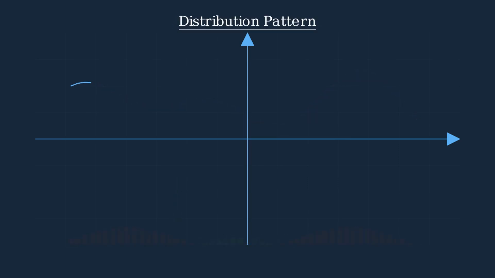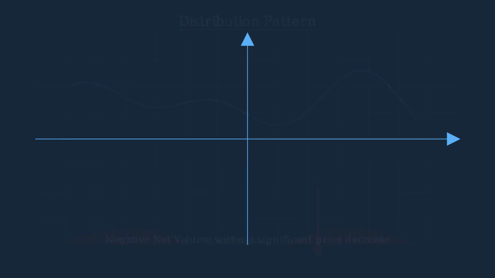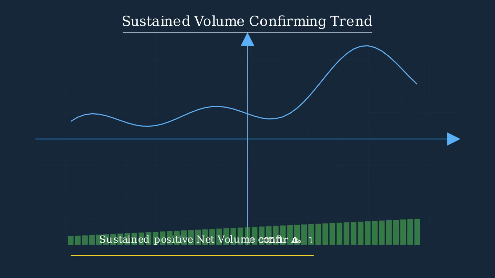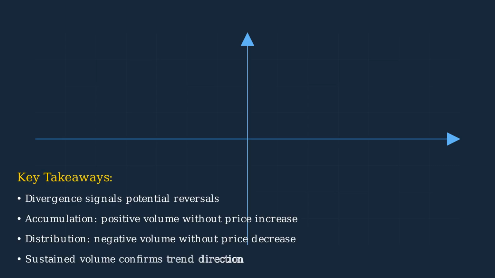Distribution patterns show the opposite. Negative net volume without a significant price decrease. This suggests selling pressure building up. Finally, sustained positive or negative net volume can confirm trend strength or weakness. Here, consistent positive net volume confirms an uptrend. In summary, net volume charts help identify divergences, accumulation, distribution, and trend confirmation, all valuable insights for better trading decisions.